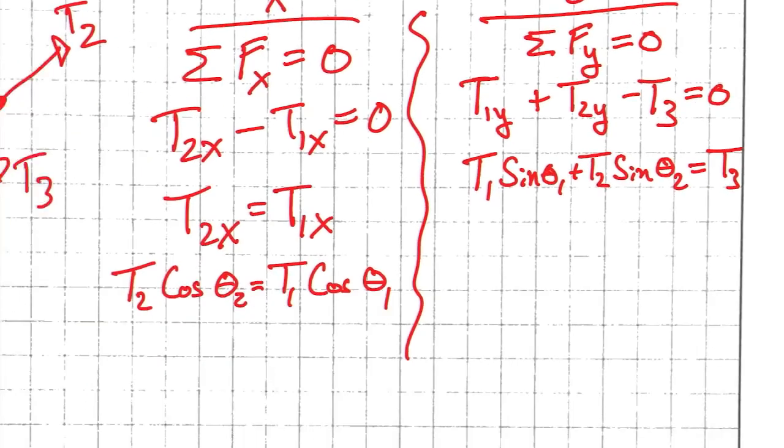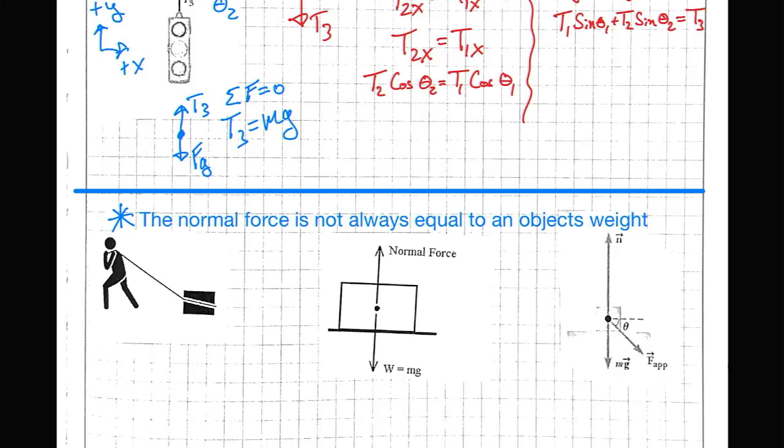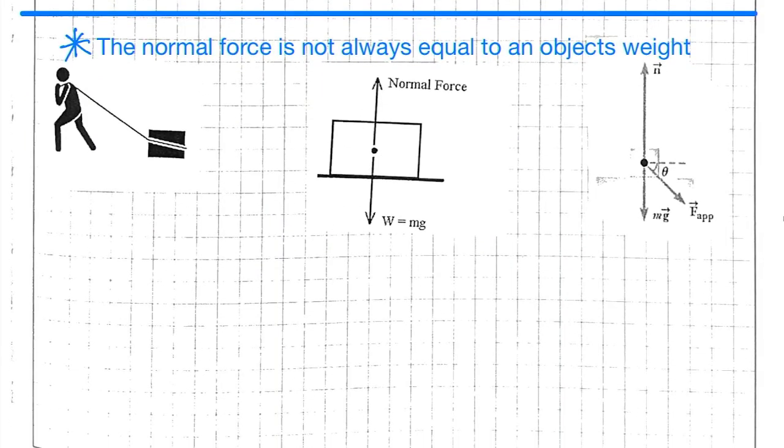And if we wanted to, we could replace T3 with mg, which would be the force of gravity on the traffic light. So there's an example of breaking forces down into components for a situation of static equilibrium. These next three examples are to indicate that the normal force is not always equal to the force of gravity. That's a common mistake that some students make.